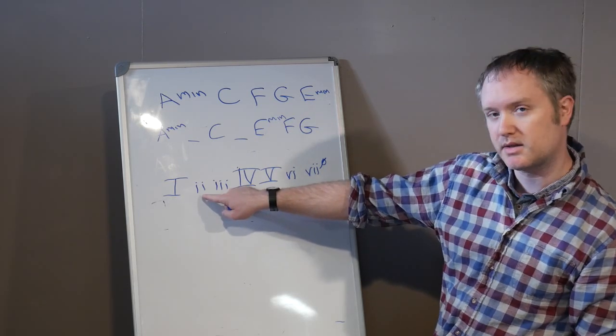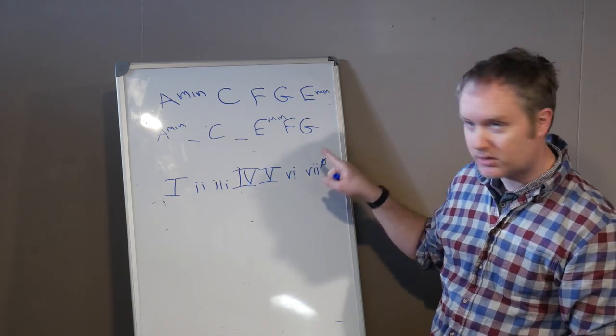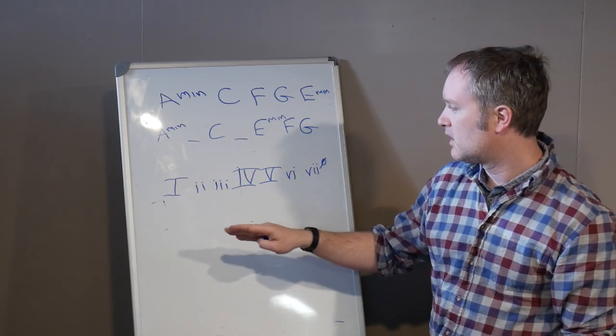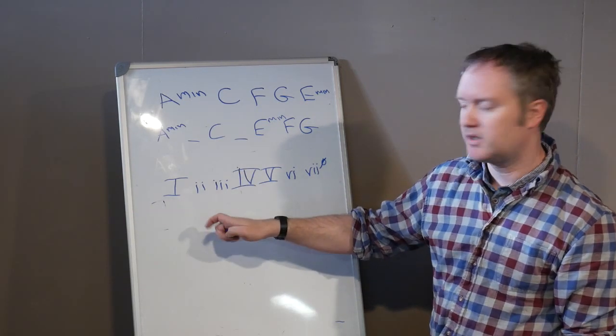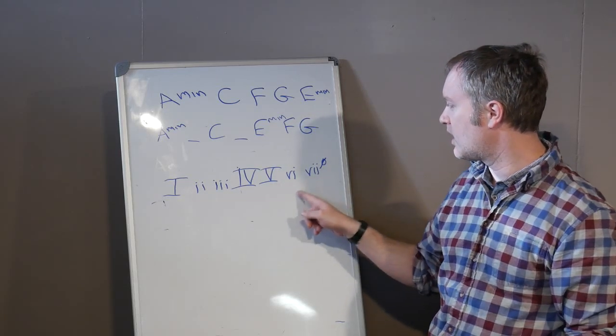So if it's lowercase, that means minor. 4 chord is major, 5 chord is major, 6 chord is minor, 7 chord is the weird one with diminished, right? And so if we're in the key of C major, we just apply the C major scale, C, D, E, F, G, A, B.